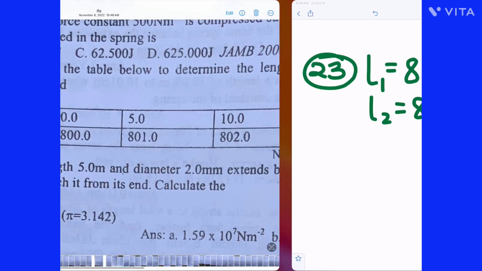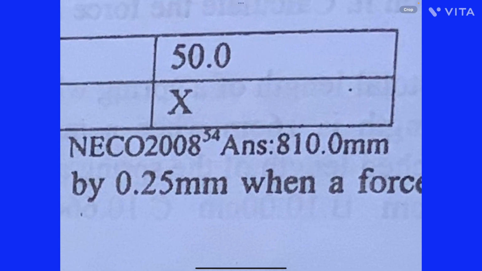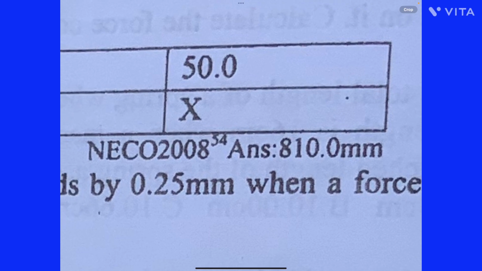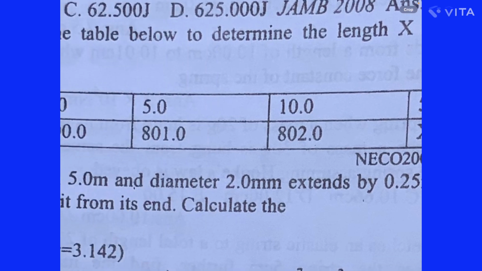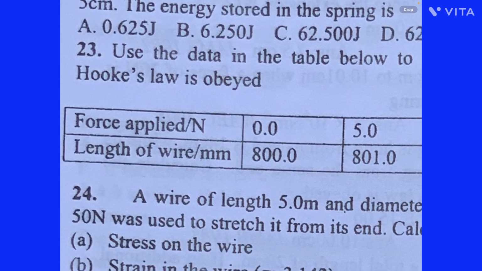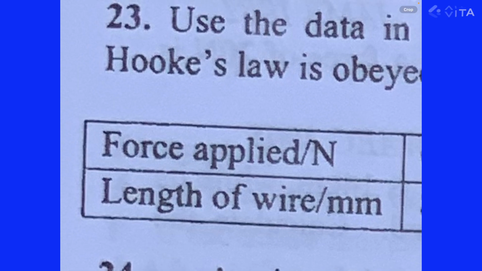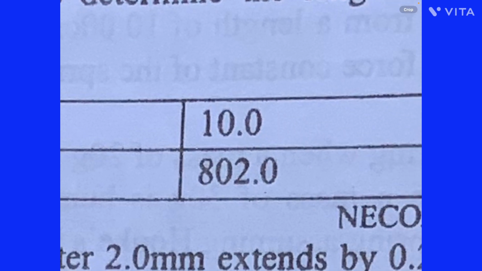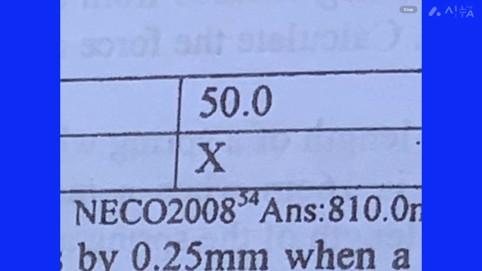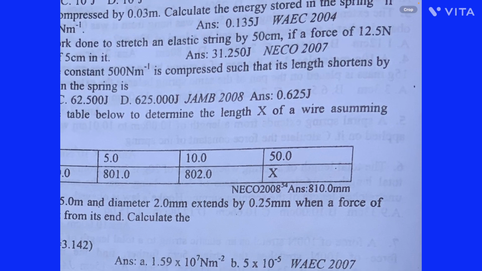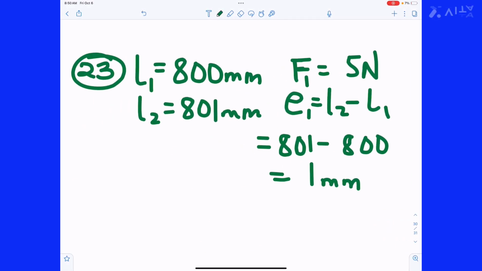So our question says we should find the final length when a force of 50 newtons is applied, because what X means here is that in this question we know the force, because the first row gives us the force applied. So we know the force applied to be 50 newtons, but we don't know the final length of the wire when a force of 50 newtons is applied. So that's what the question just means.